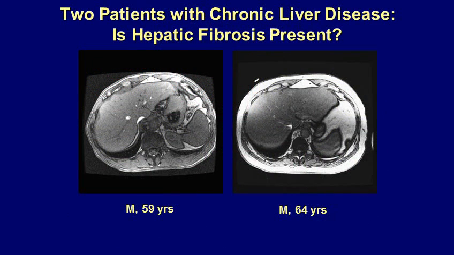Here are conventional MR images of two patients who have known chronic liver disease. The question is, is liver fibrosis present? We know that liver fibrosis doesn't usually cause anatomic changes until it's very advanced. So in these two patients, it is very difficult to say whether one or the other is developing liver fibrosis.